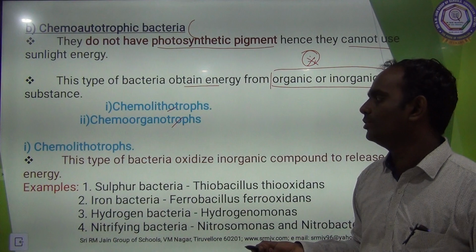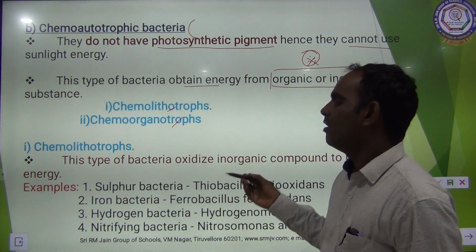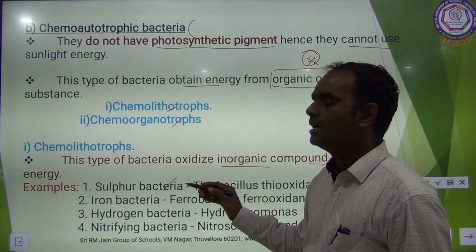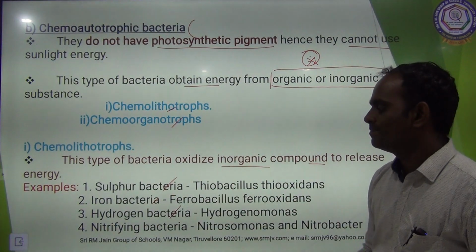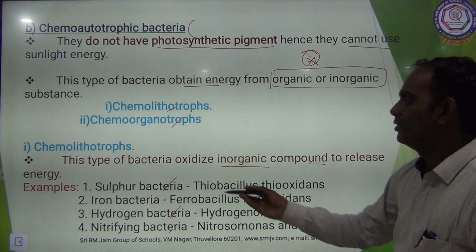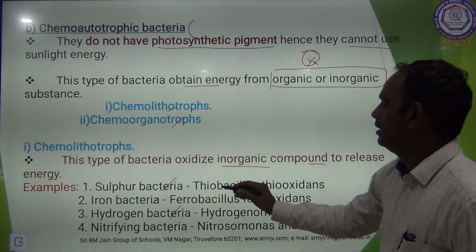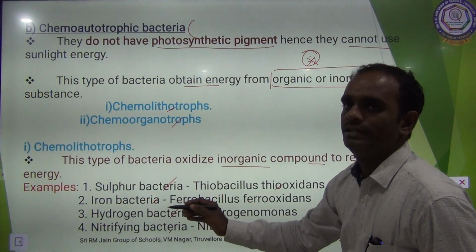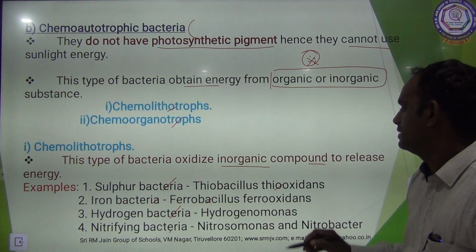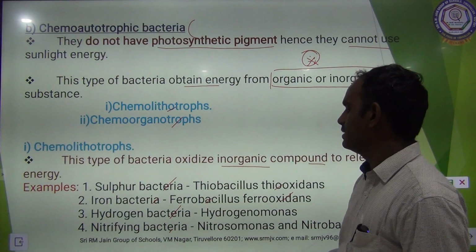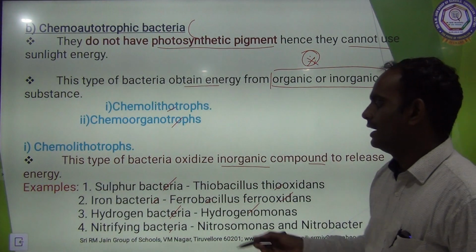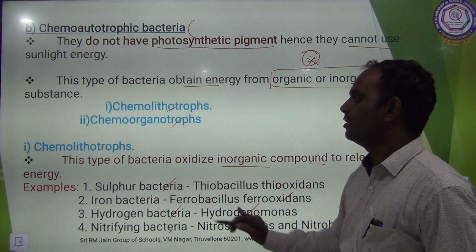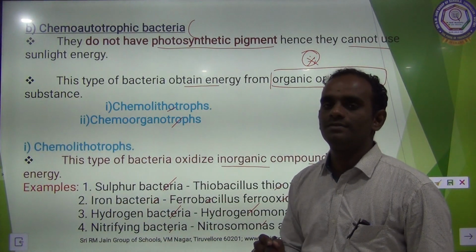What is chemolithotrophs? These bacteria oxidize inorganic compounds to release energy. Examples: sulfur bacteria, iron bacteria, hydrogen bacteria and nitrifying bacteria. For sulfur bacteria, example Thiobacillus thiooxidans. Iron bacteria, Ferrobacillus ferrooxidans. Hydrogen bacteria, Hydrogenomonas. Nitrifying bacteria, Nitrosomonas and Nitrobacter. These are all examples of chemolithotrophs. Clear, children?